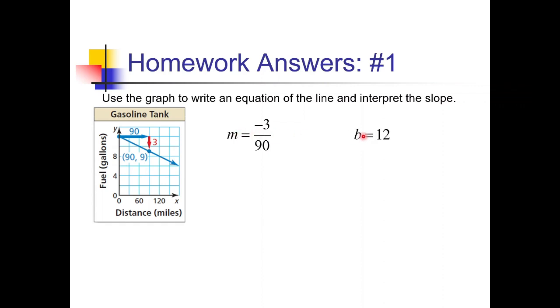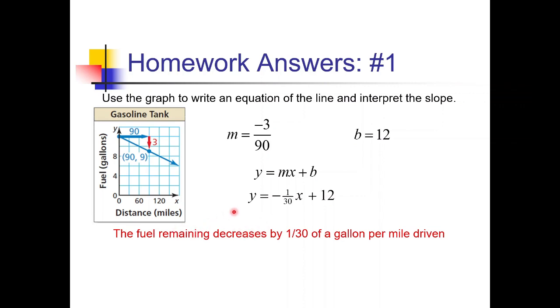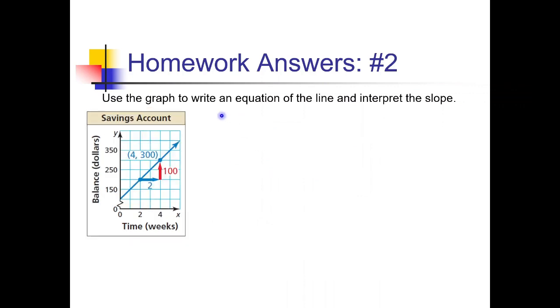Since we have the slope and the y-intercept, we're going to use y equals mx plus b, slope-intercept form. So I can write y equals, now let me reduce this slope to negative 1/30 x, plus 12. Now, in terms of the slope they want us to interpret, the top unit is gallons, the bottom unit is miles. So this is gallons per mile, and it's going down. Our fuel is decreasing by 1/30 of a gallon for every mile driven.